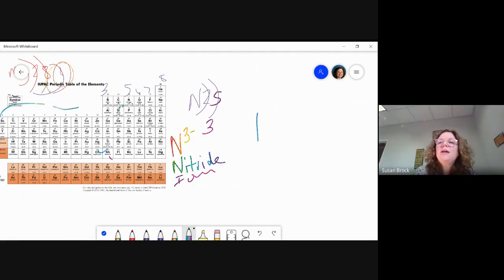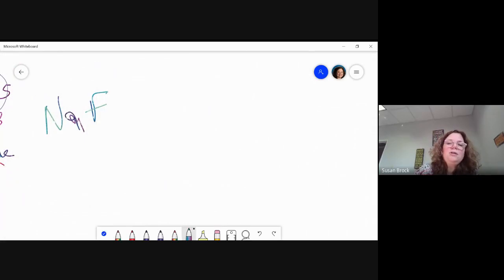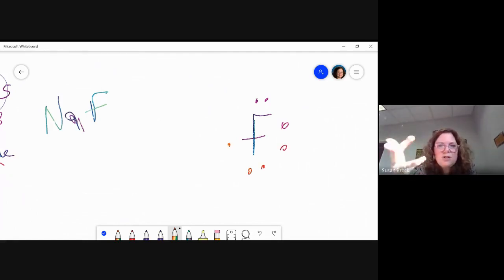So let's say we have sodium and fluorine. Fluorine has 7 valence electrons: 1, 2, 3, 4, 5, 6, 7. And this is the Lewis structure. The Lewis structure shows all the valence electrons, because they're the only ones to do the bonding.